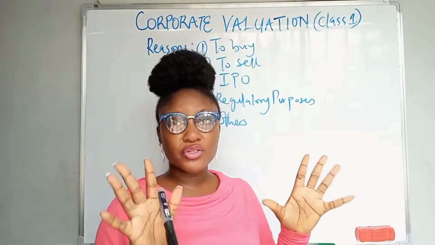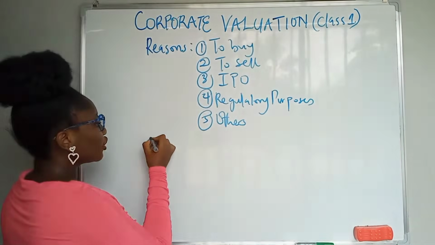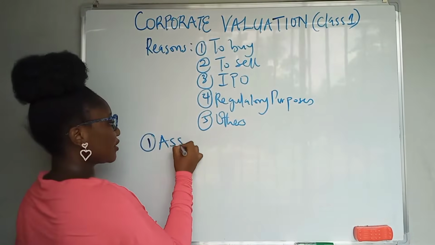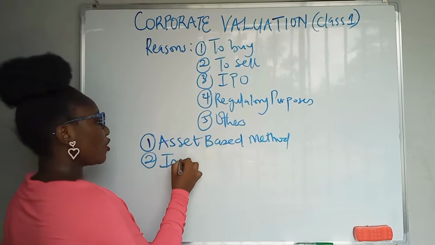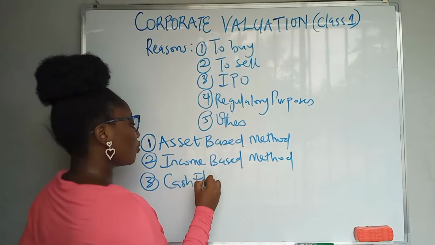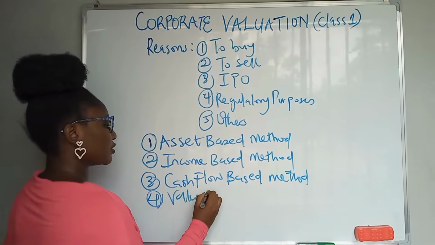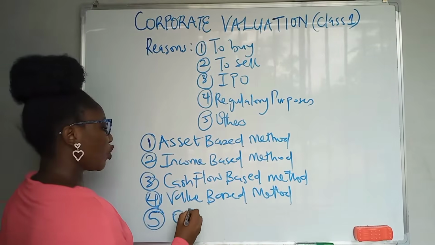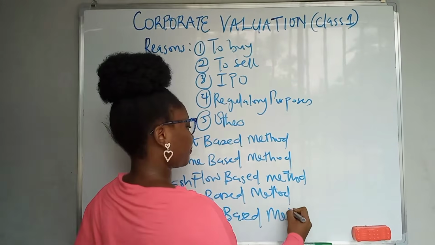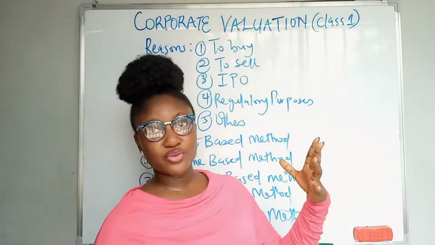So there are 5 broad methods or approaches to use in corporate valuation. Number 1 is the asset-based method. Number 2 is the income-based method. Number 3 is the cash flow based method. Number 4 is the value based method. And number 5 is the option based method. Right, so these are the 5 major methods to valuing a company.